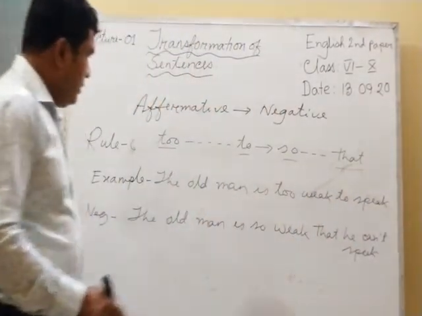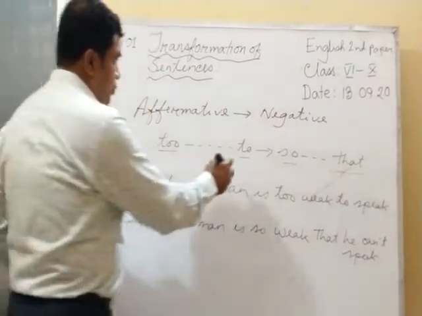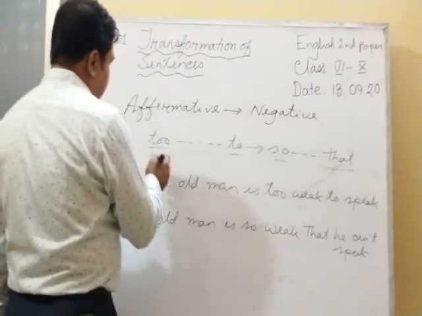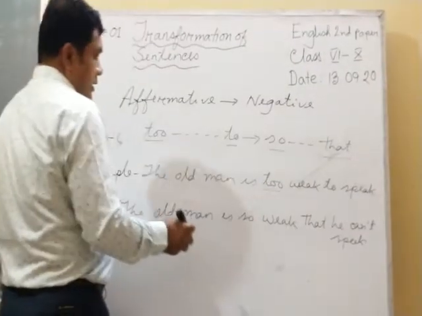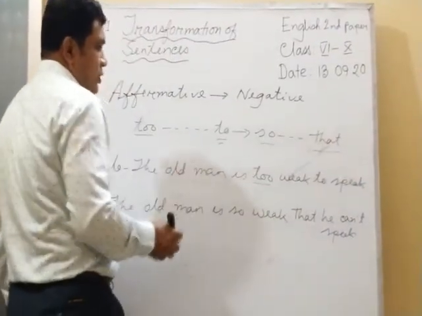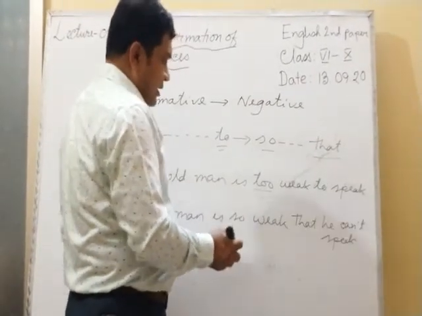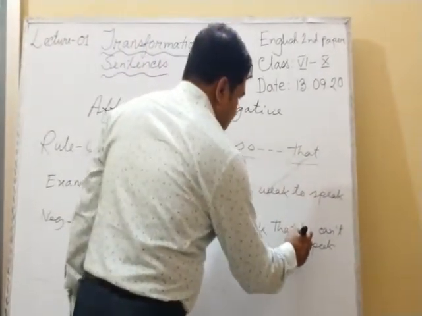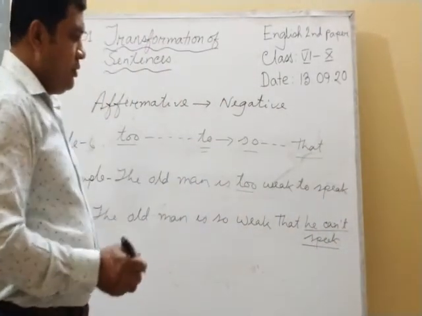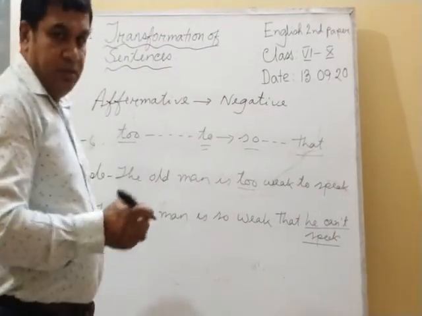Dear student, if you see "too" in a sentence, we will use "so" in place of "too" and "that" in place of "to", and after that we will make the clause negative using can't or couldn't.